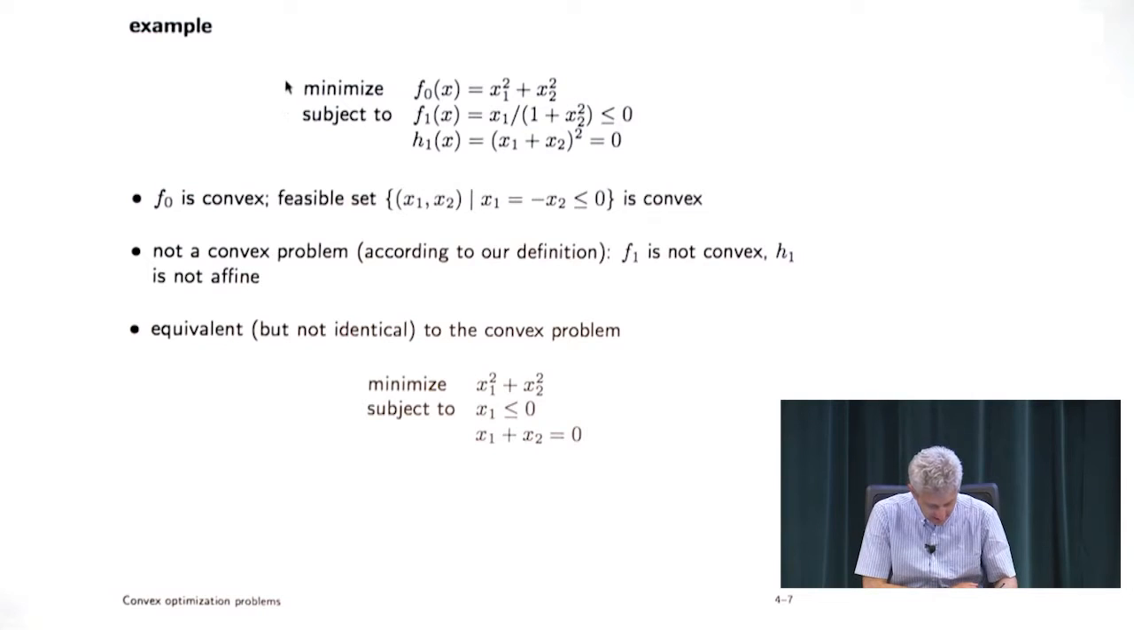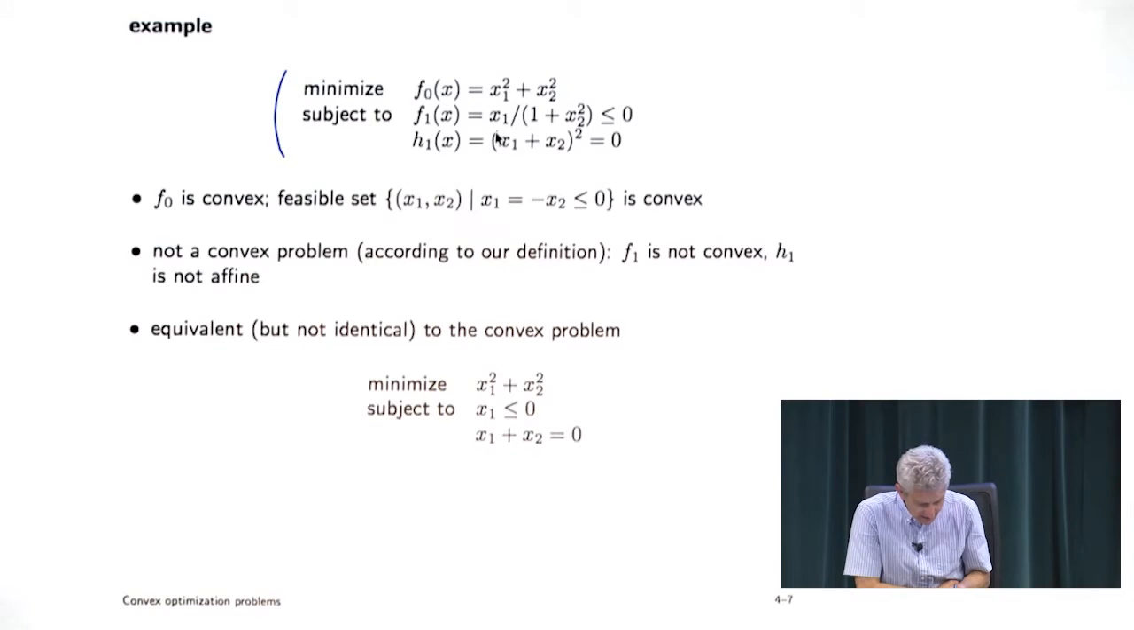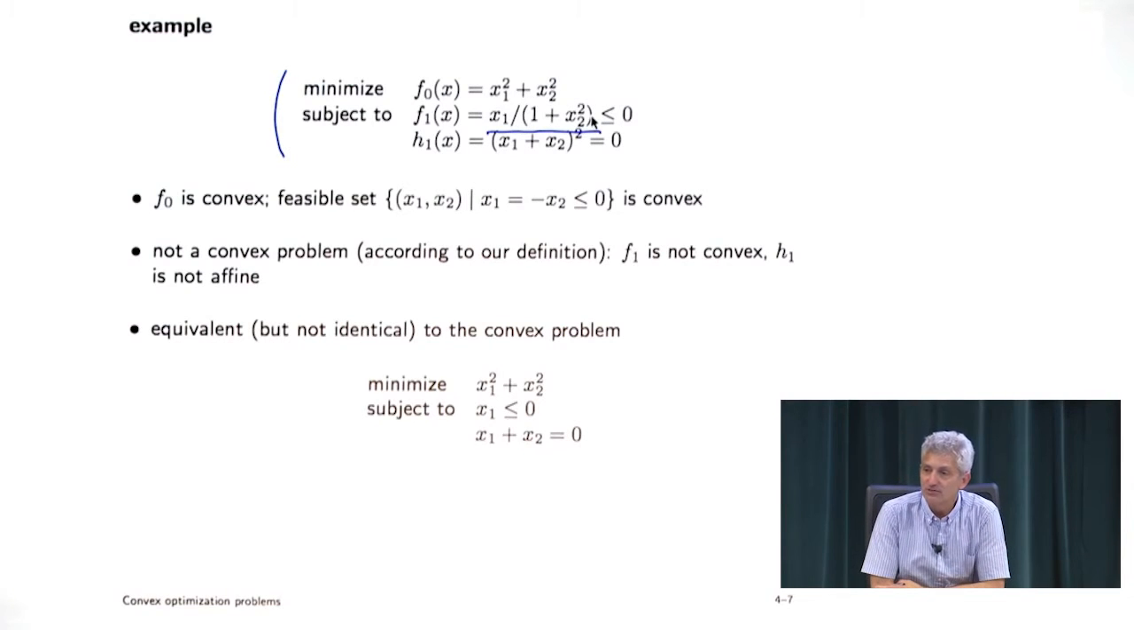So here, let's look at the problem. It's a problem with two variables. It says minimize the sum of the two squares. You know what the objective function looks like. It's a bowl, right? So it kind of goes up. It says minimize the norm squared of x, subject to, the first constraint, f1(x), that's x1 over 1 plus x2 squared, less than or equal to 0. Well, it doesn't take long to figure out that's not a convex function of x1 and x2. It just isn't. And the equality constraint says (x1 plus x2) squared is 0. Well, (x1 plus x2) squared is definitely not an affine function.